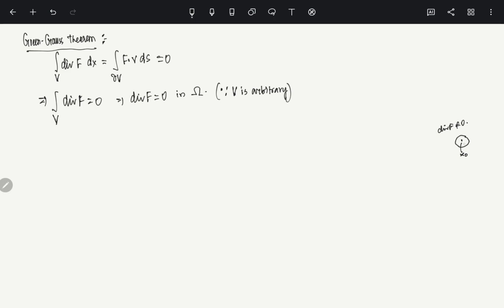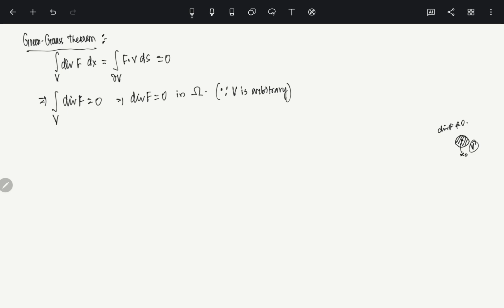So at the point x0 there is a neighborhood where it will be positive. That's the neighborhood property of continuous functions. Once that is there, if you take your v to be that particular neighborhood and integrate, that is going to be non-zero. That gives the contradiction. So you understand that it has to be 0 over the whole domain omega.